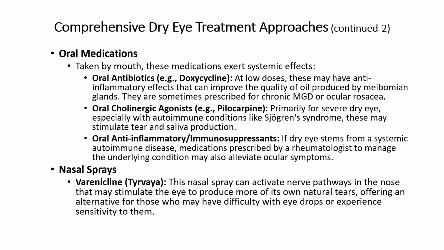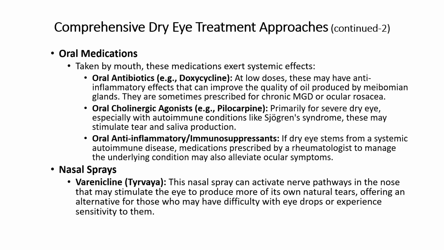Oral medications. Taken by mouth, these medications exert systemic effects. Oral antibiotics, e.g., doxycycline at low doses, these may have anti-inflammatory effects that can improve the quality of oil produced by meibomian glands. They are sometimes prescribed for chronic MGD or ocular rosacea. Oral cholinergic agonists, e.g., pilocarpine, primarily for severe dry eye, especially with autoimmune conditions like Sjogren's syndrome. These may stimulate tear and saliva production.